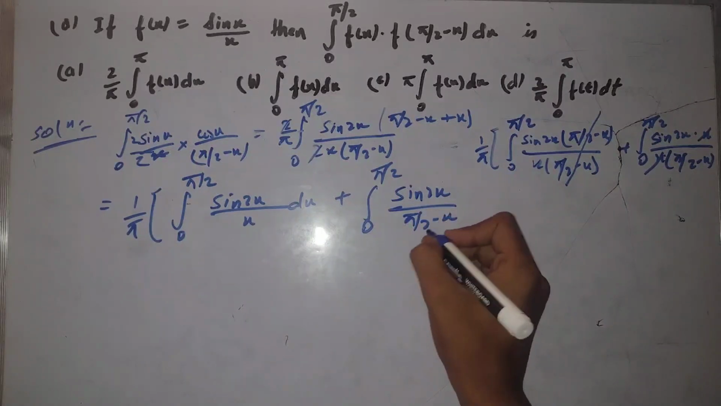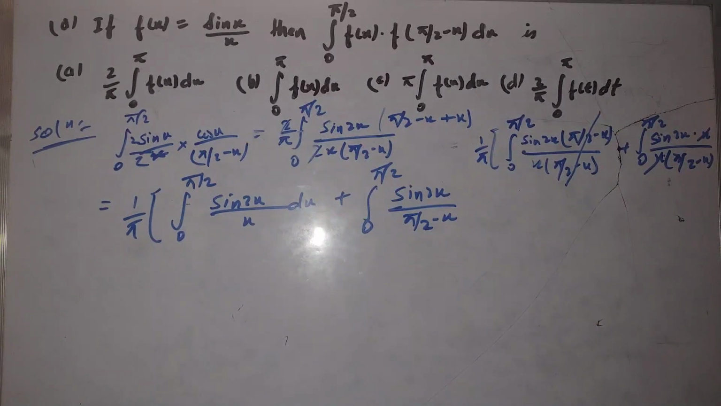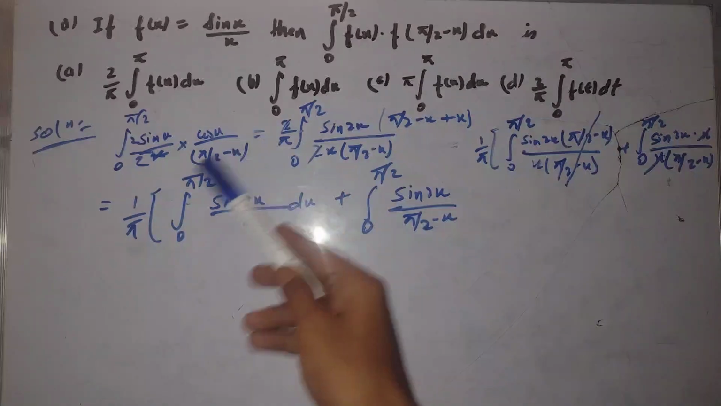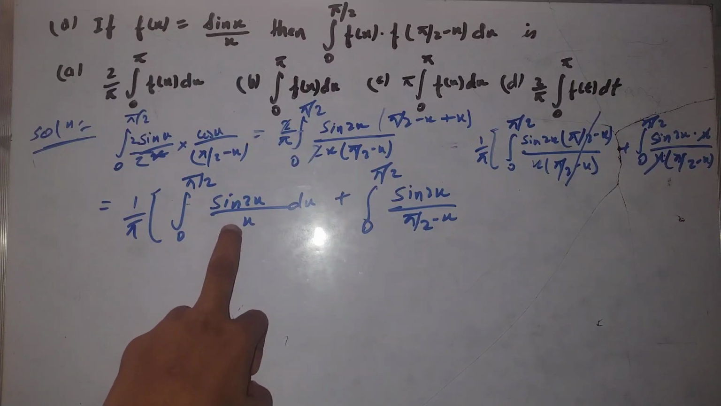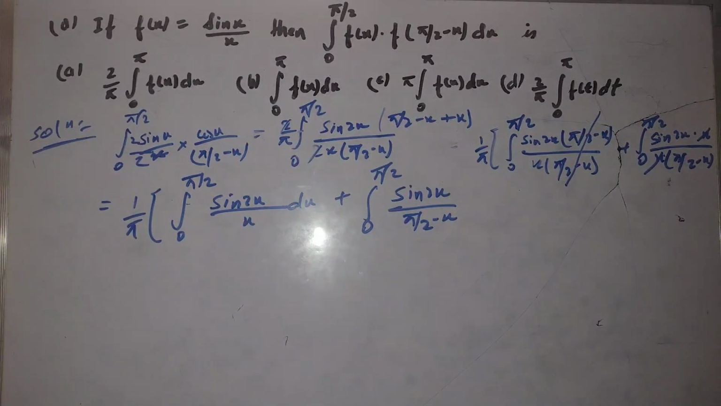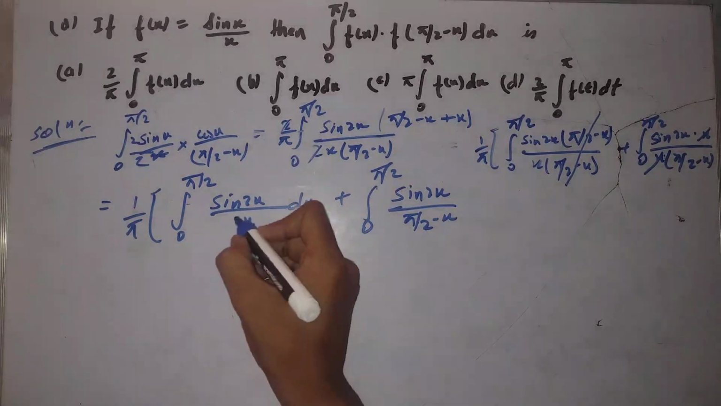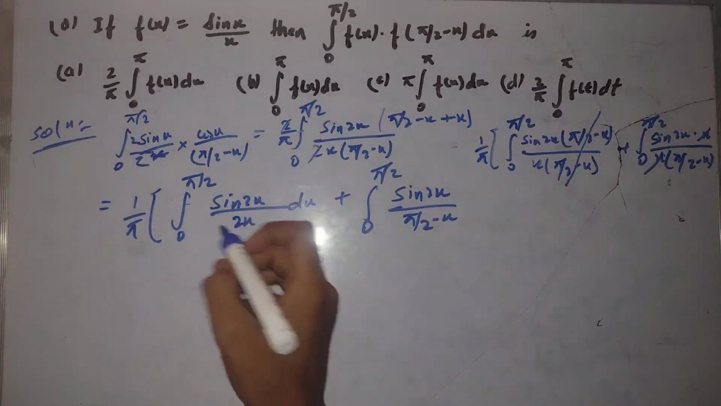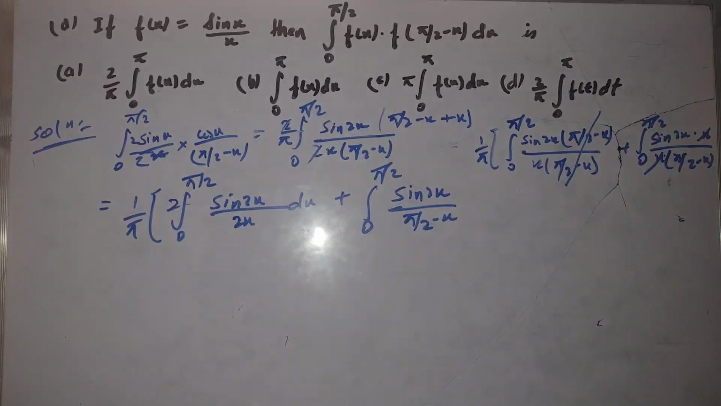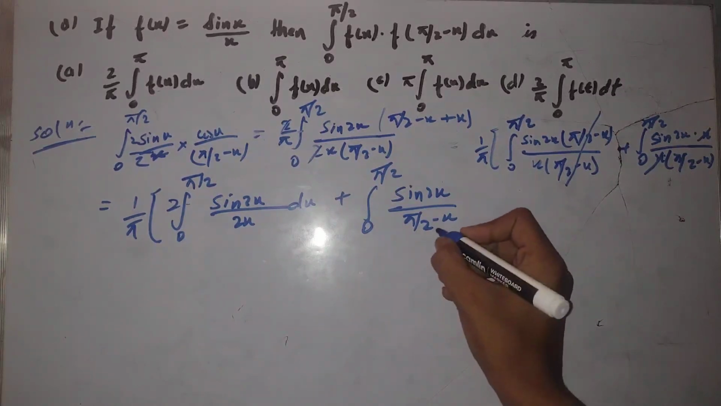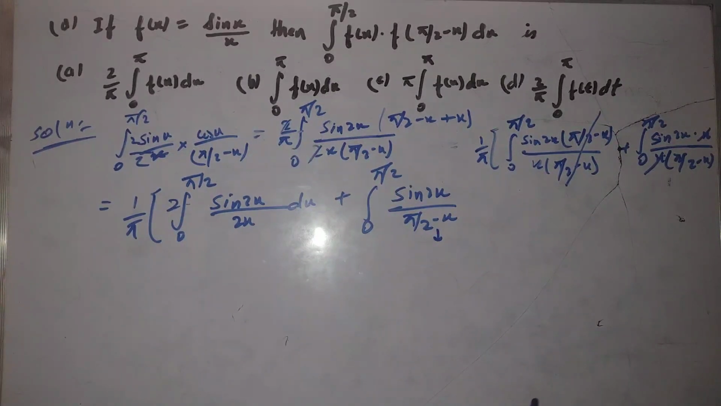Now here we can see that if we multiply this particular term by 2, then we have to multiply 2 in the numerator also, so I'm taking 2 out. Here I'm going to use King's rule once again.